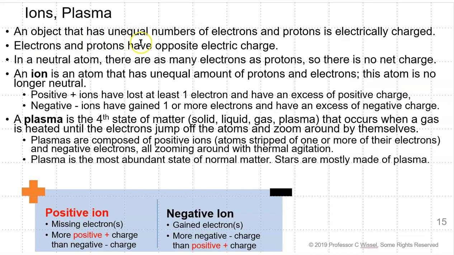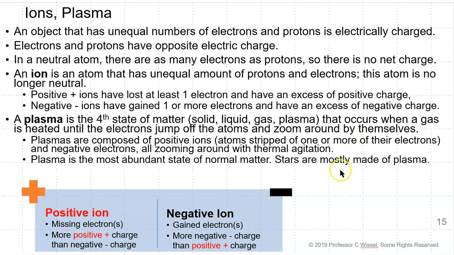An object that has an unequal number of electrons and protons is electrically charged. Electrons and protons have an opposite electrical charge. In neutral atoms, there are as many electrons as there are protons, so there's no net charge. An ion is an atom that has unequal amounts of protons and electrons. This atom is no longer neutral. Positive ions have lost at least one electron and have an excess of positive charge. That's in a typical solid. Negative ions have gained one or more electrons and have an excess of negative charge.